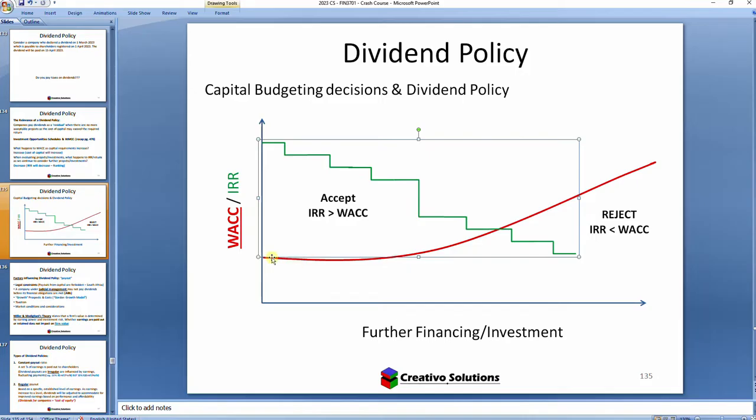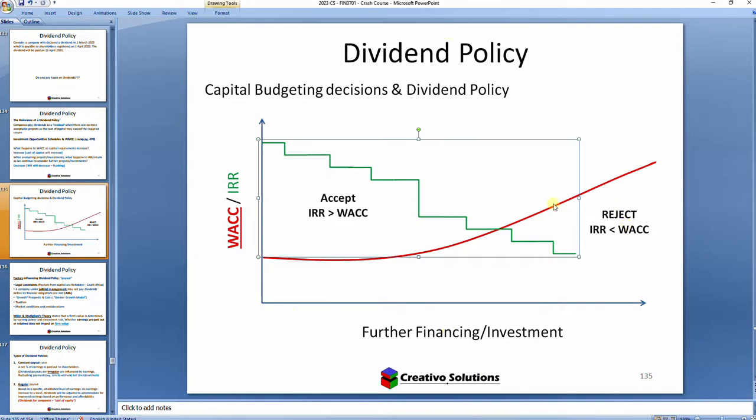We'll raise capital, the cheapest capital we can get our hands on, and we're going to start with the best projects. Then we're going to raise more capital to get the second best project, then the third, then the fourth, then the fifth. At some point in time, money becomes too expensive. We're going to start rejecting projects.